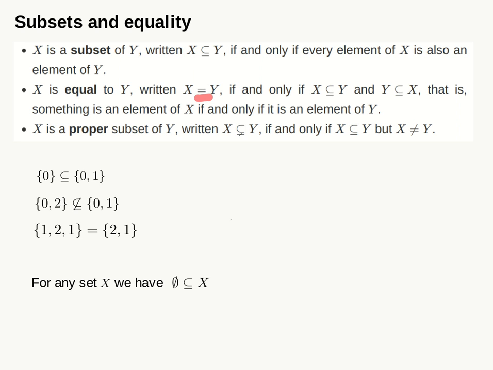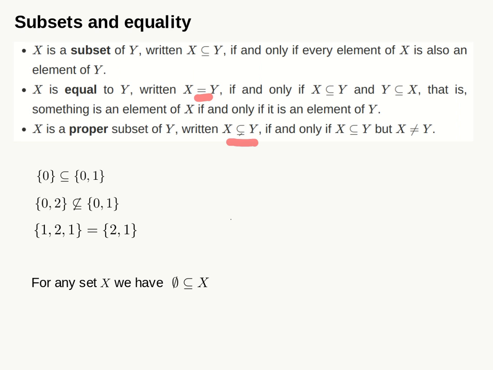And finally, we say that a set X is a proper subset of a set Y, which we write like this, if X is a subset of Y but it's not equal to Y. So that means that every element of X is also an element of Y, but there's something in Y which is not in X. Okay, let's explore a few examples of this. So here we have an example of a subset.